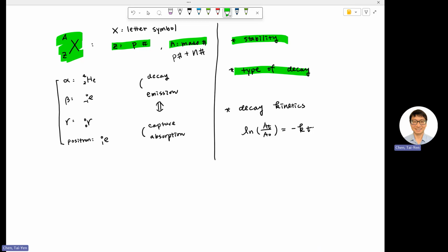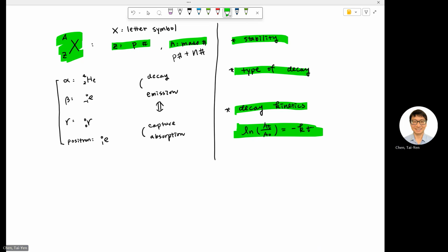Once you know it's going to decay, and once you know what kind of decay you're going to have, the next thing we calculate for this chapter is the decay kinetics. This is the decay of a single atom. The only equation that we need to use for chapter 18 is this first order decay rate law, which we learned before. We're going to get ourselves familiar again with this specific equation to do the calculation.